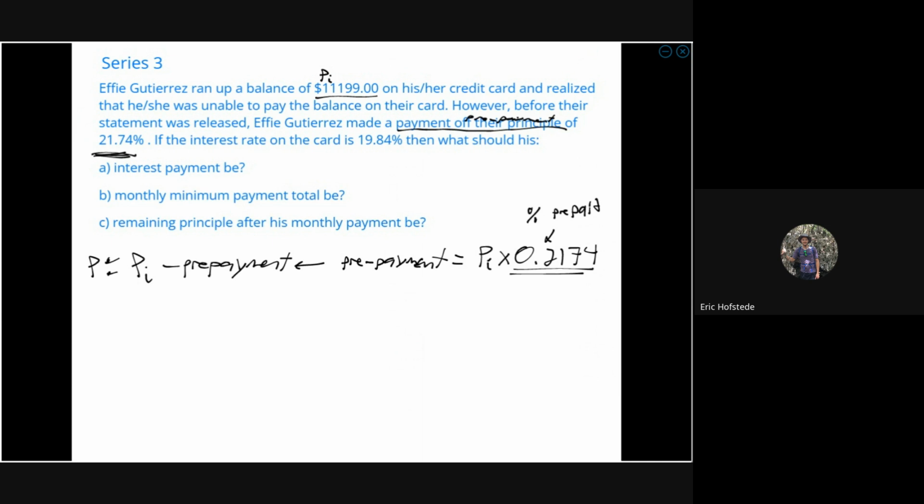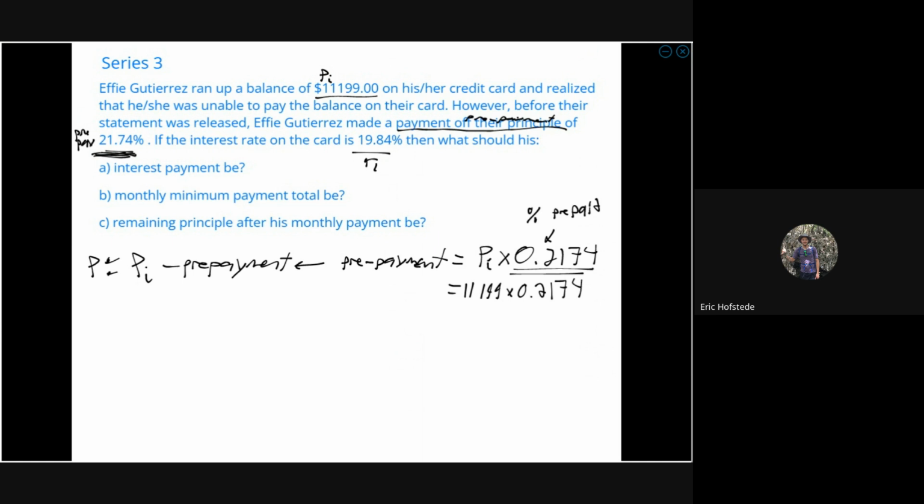All right, so for me, that's going to be 11,199 times 0.2174. The tricky part here is they give two interest rates. That throws most people for a loop the first time. Make sure that you are reading the question and differentiating between those. This one is my interest rate. This one is my prepayment. There is a difference there.